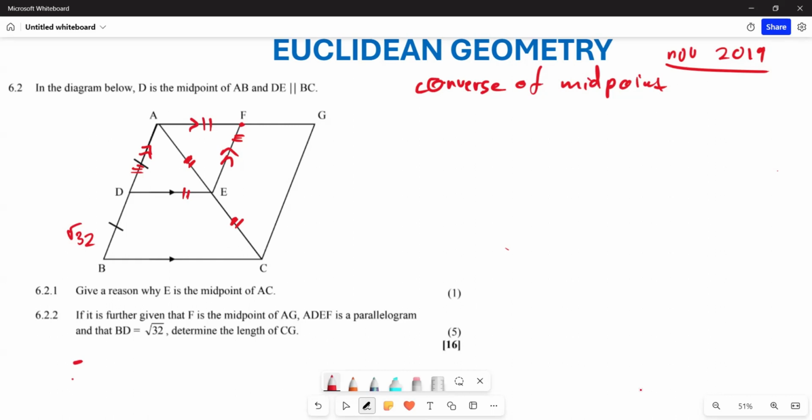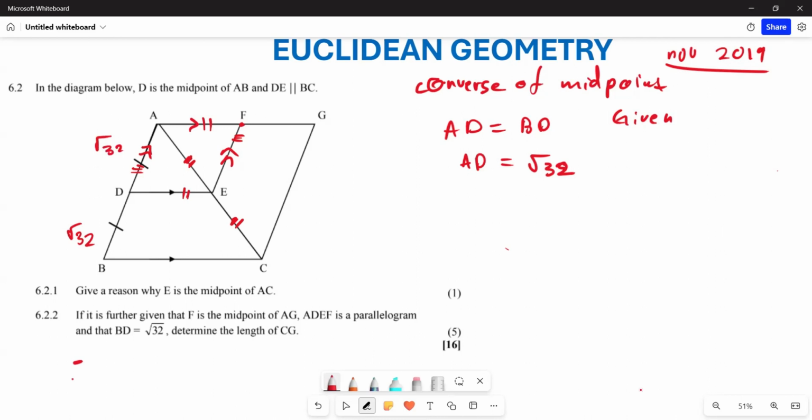You're going to start by saying, now, look, my AD is equal to my BD, right? This is given, isn't it so? So which means my AD therefore is going to be the same as root 32, right? So this is going to be root 32.